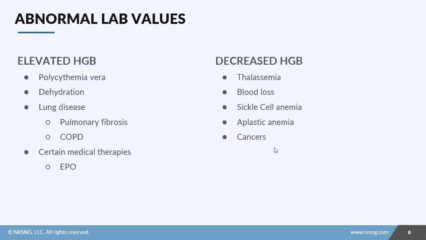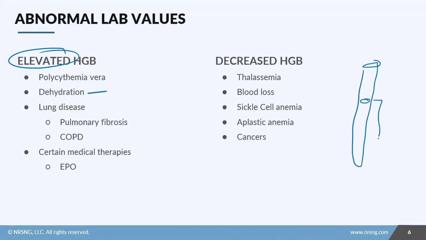So what happens if our hemoglobin values are abnormal? Well, if your hemoglobin values are elevated, these are things that can cause it, would be dehydration. So here's your test tube, and it's got your total blood volume. And this is the amount of red blood cells, and this is plasma. Well, if you're dehydrated, you have less water, less plasma. That means your RBCs go up, which means that you're going to have an increase in hemoglobin.